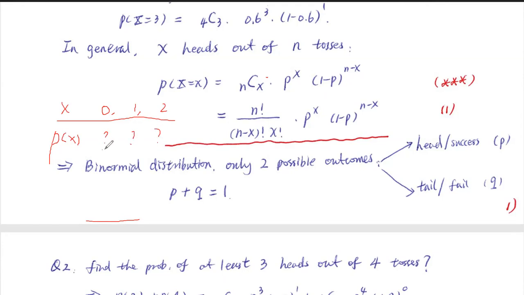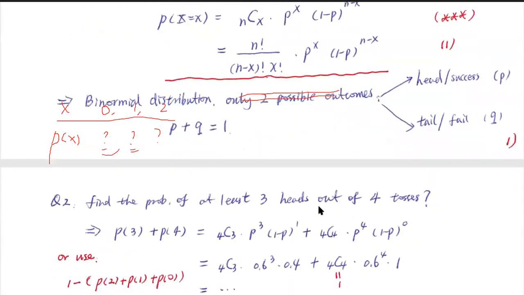How do we calculate each probability? Plug into the formula here. In this case, X equals 0, plug that in. X equals 1, plug that in to find out that probability. And then how do we find out the average? That's the tricky part, right? So before we go for the average, let's have some examples here so you understand what I'm talking about.